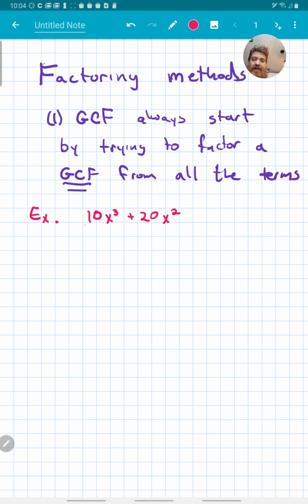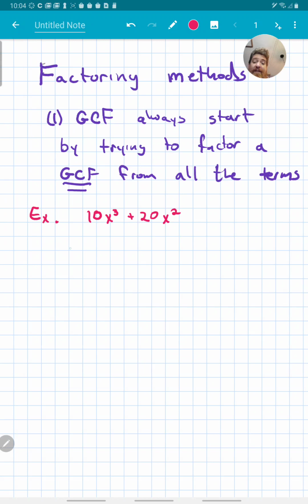So when we look at this guy right here, this 10x to the third and 20x squared, between 10 and 20, okay, what's the largest thing you can divide out of both 10 and 20? You can divide 10 from 10. You can also divide 10 from 20. And that's going to be part of our GCF. So I'm going to write off to the side, GCF, 10.